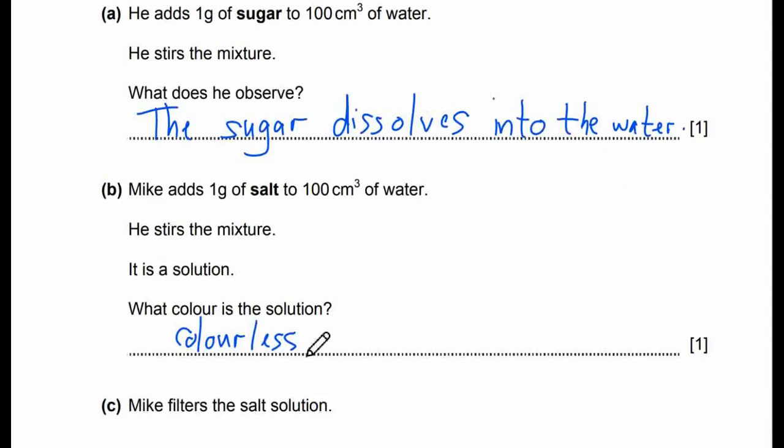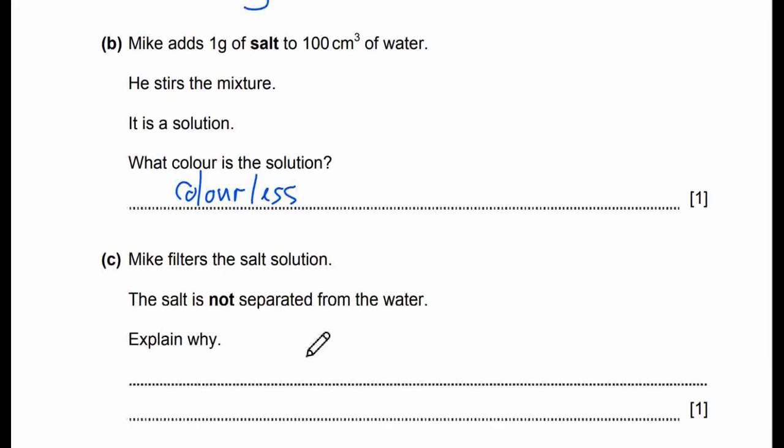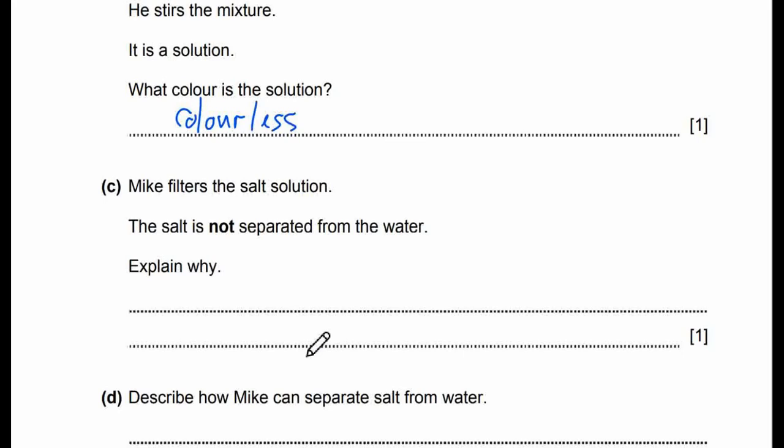Next number. Mike filters the salt solution. The salt is not separated. Explain why. Because salt is soluble in water.